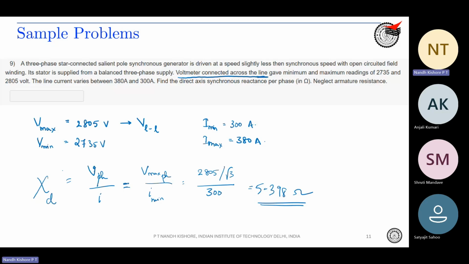Okay, so this is 5.398. This is fine. Why is it V max by I min? Why is it not V min by I max? Or when should I use V min by I max?